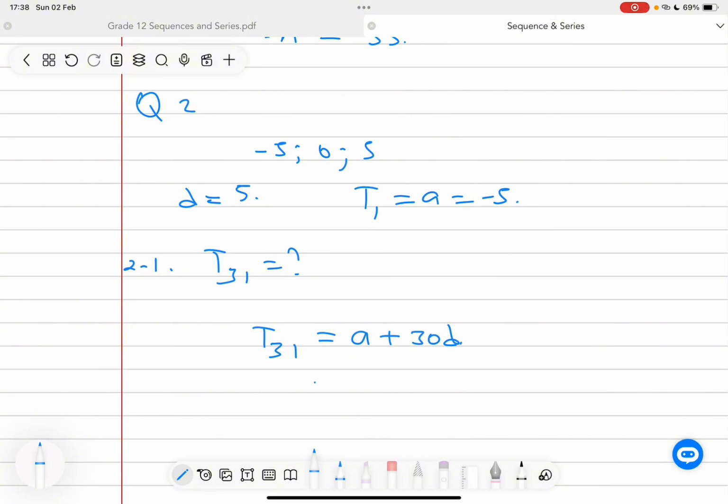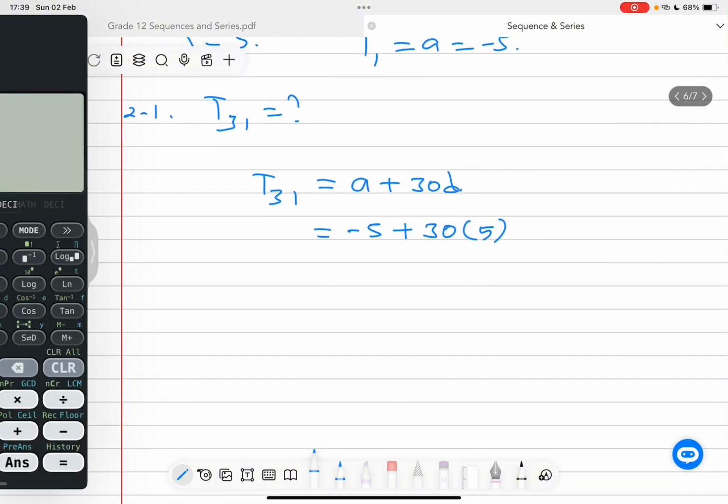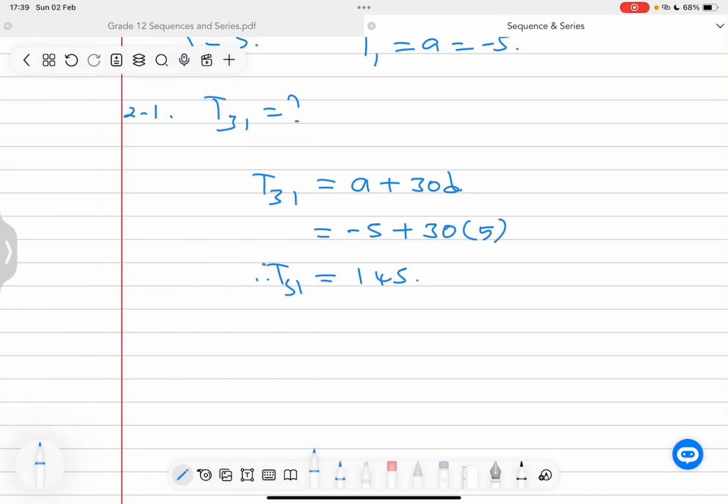Now at this stage, I have all the information. I can say my first term is -5, and I'm adding 30 times the common difference of 5. Here we can quickly jump into our calculator, where we're going to have -5 plus 30 times 5. And this says that the 31st term is equal to 145.